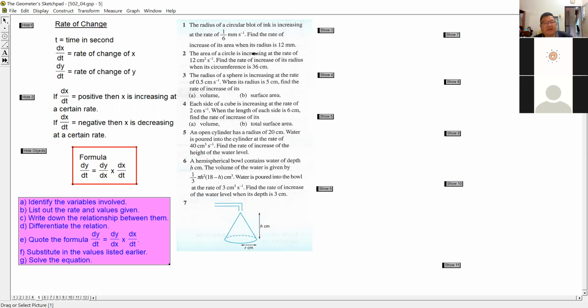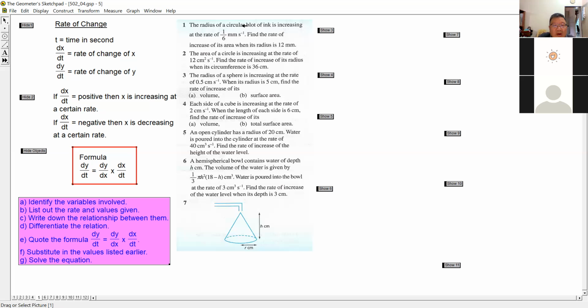But sometimes the formula is given, like if you look at question number 6 here, the formula is given, right? Sometimes the formula is not given, then you have to know the formula. So whatever it is, whether it is known or unknown, you write down the relationship between the variables involved. Now, after writing down the relationship, you differentiate the relation, using your knowledge of differentiation. Then you code this formula. Code the formula means you copy down the formula in your answer: dy over dt equals dy over dx times dx over dt.